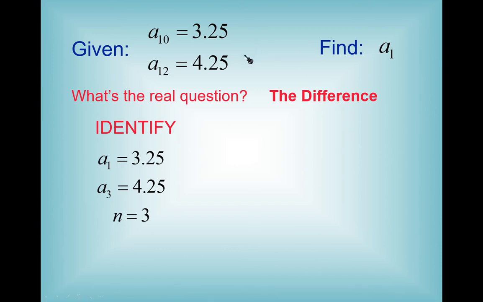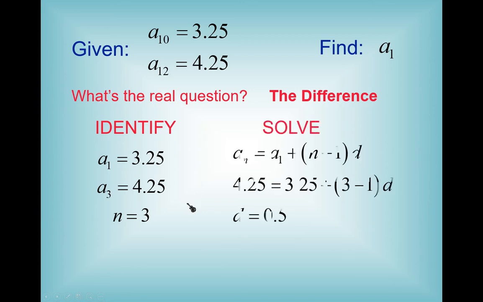3.25. Ayun yung value niya. A sub 3, 4.25. Then, ang kanyang N is equal to 3. Solution, substitute lang natin sa original formula ang lahat ng values natin. Then, makukuha natin si D. The answer is 0.5.